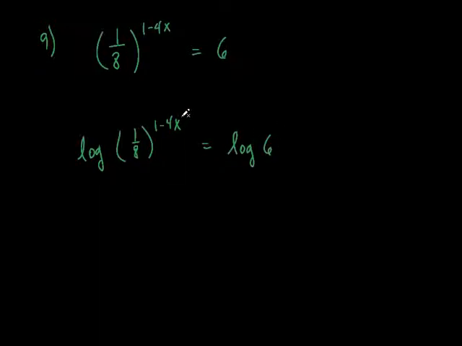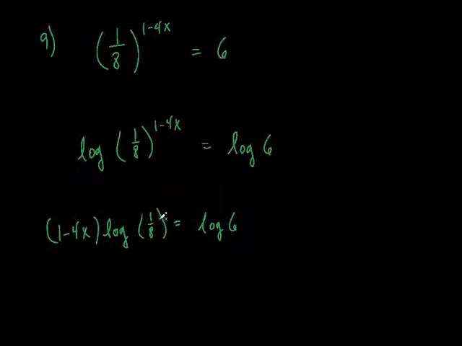All right, this is like the third time now we've done this rule, isn't it? Take this 1 minus 4x and stick it out in front. It's going to be log of 1/8 equals log 6. So let's do what we did earlier. This is basically the same problem, except they just threw a fraction in here. Really, that's the only difference. So let's do it real quick.